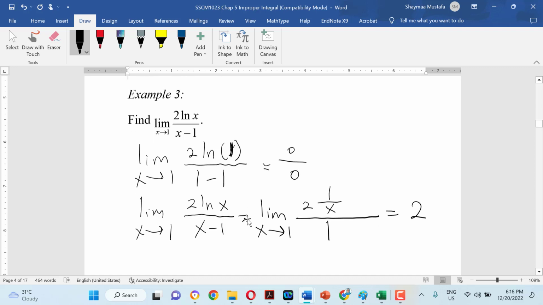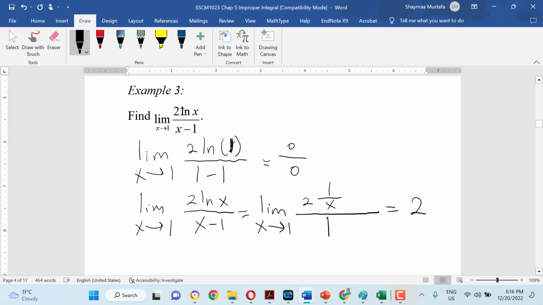If I can't calculate the limit directly, I take the derivative of the top and the bottom: the function here, 2 ln x, and the function below, x minus 1.